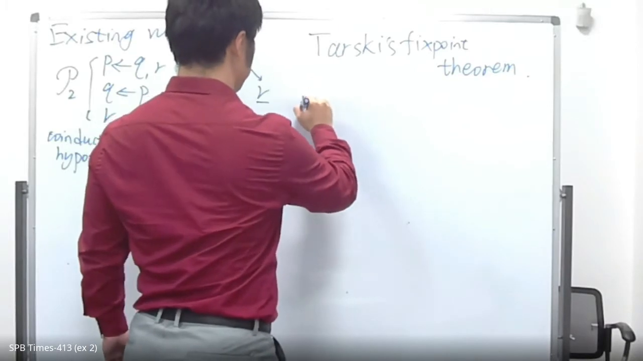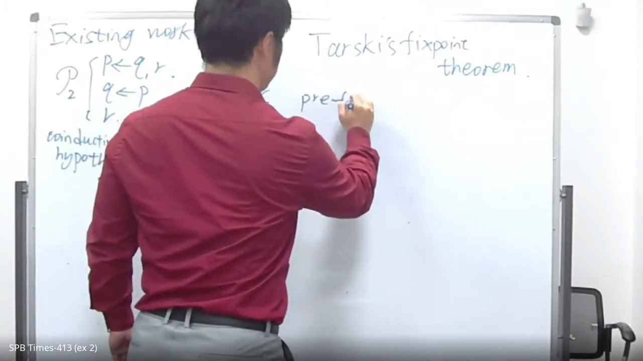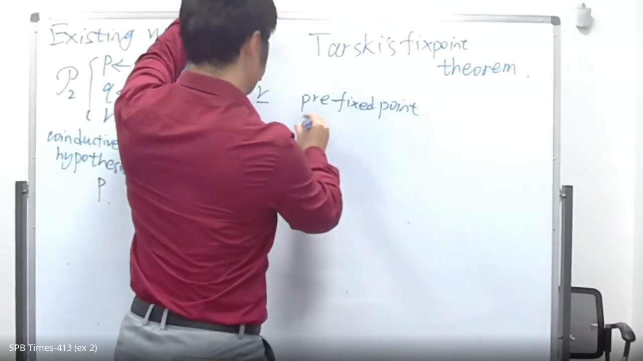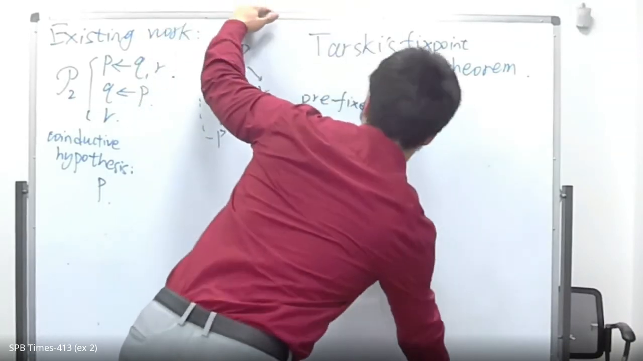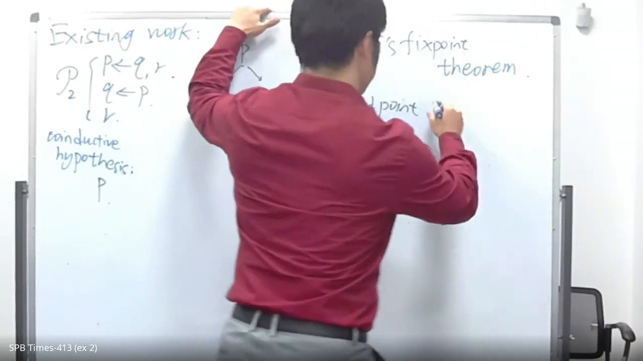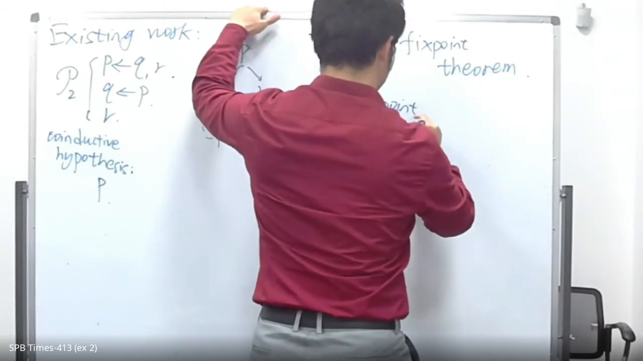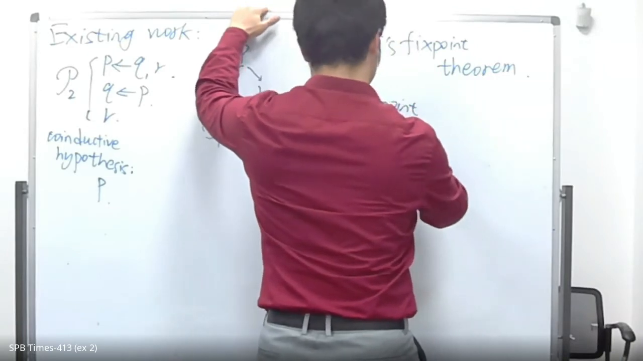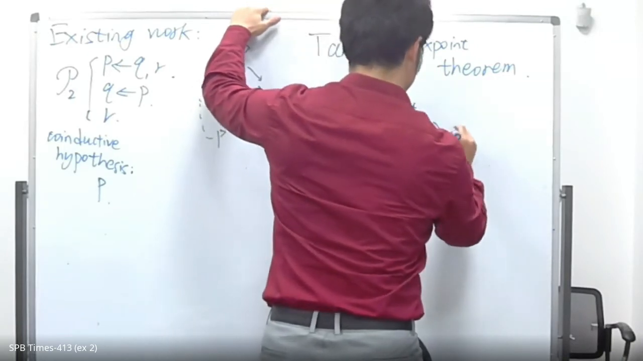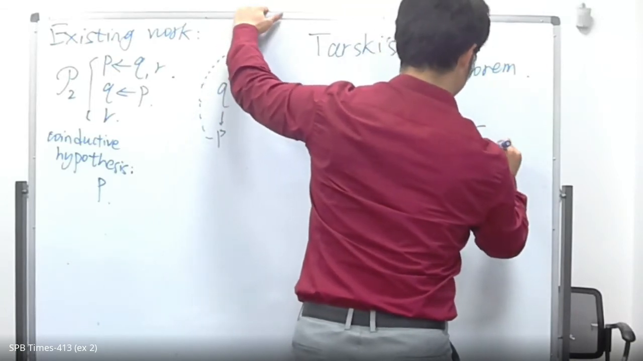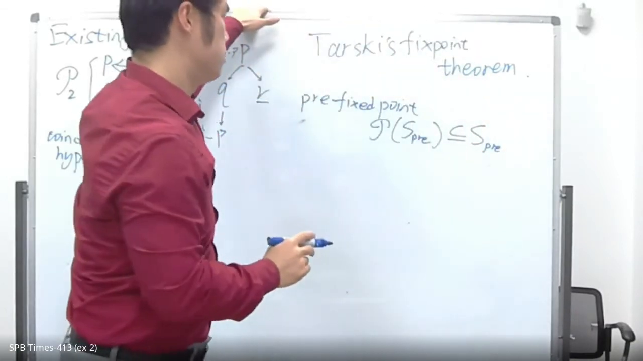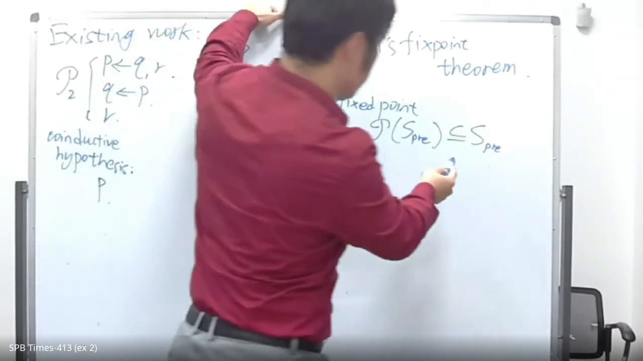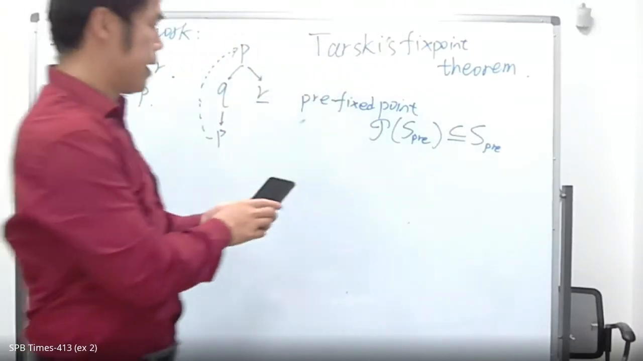Some notions of prefixed point. For fixed points, there are finer definitions, or finer distinctions, and they're prefixed points. By that I mean a set S is a prefixed point if applying the operator to that subset is a subset of or equal to S. So if the result of applying the operator to the set is a subset of or equal to the set, we call it a prefixed point.